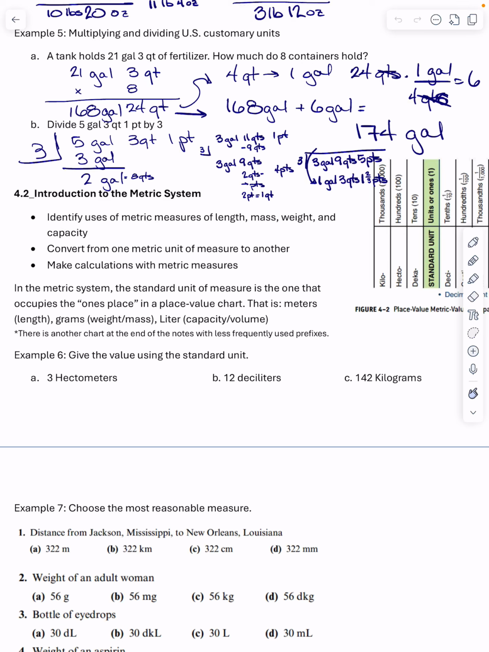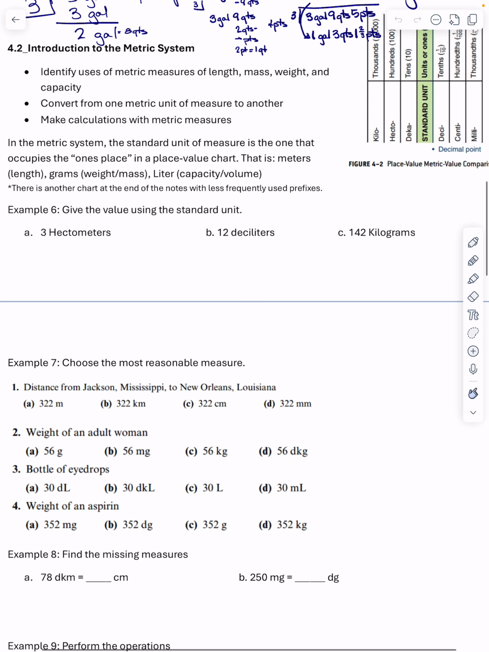Welcome back. These are the Chapter 4 notes from Mat 1140. This is Section 4.2, Introduction to the Metric System.